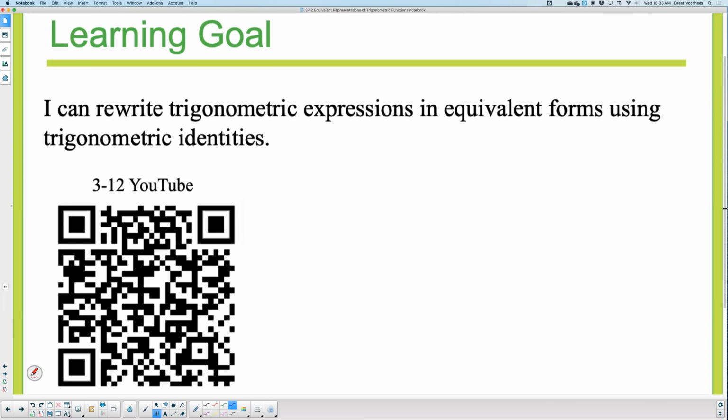So what are we dealing with today? We're dealing with this idea of trigonometric identities. You may remember in lesson 311, I gave you a list of some. We're going to introduce a whole bunch of trigonometric identities and walk through what we can do with them. So today's lesson: we can rewrite trigonometric expressions in equivalent forms using trigonometric identities.